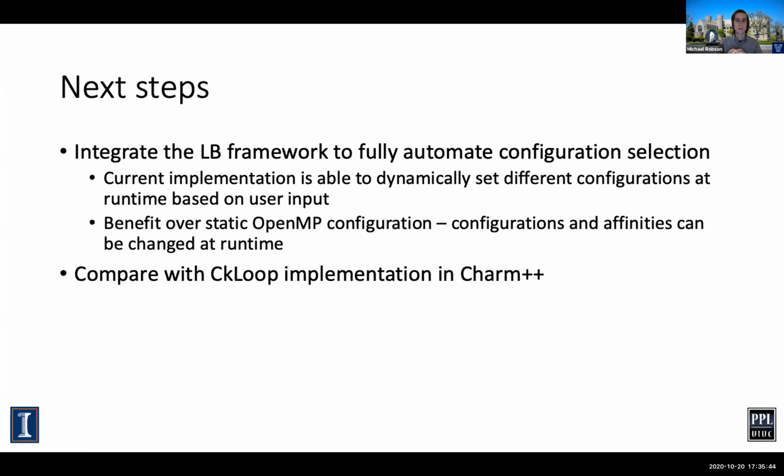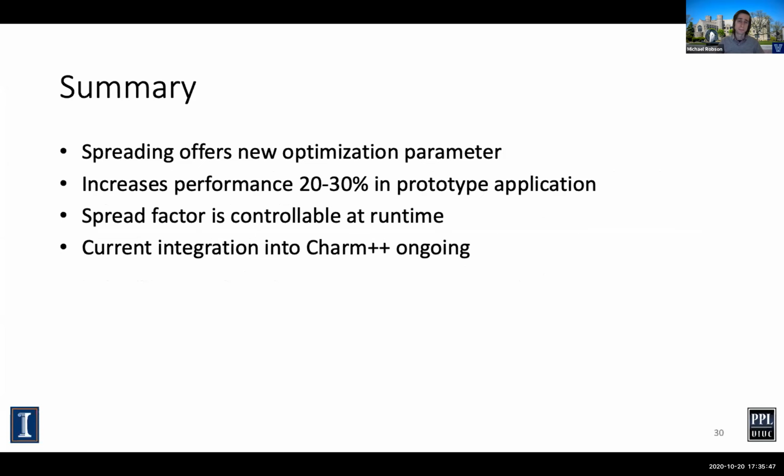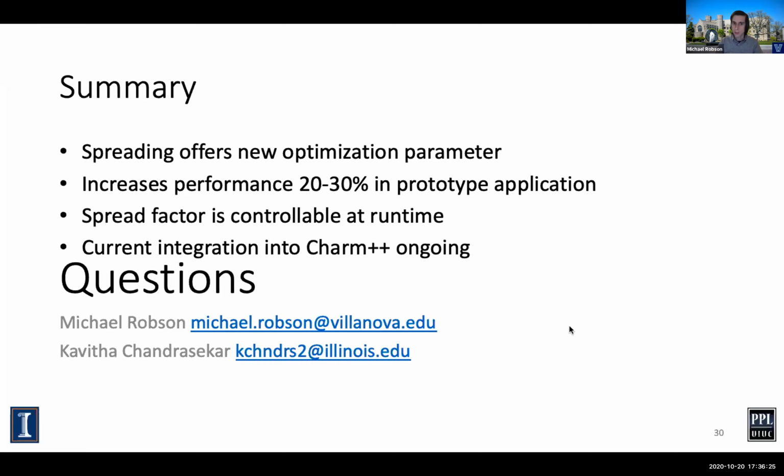So in summary, the idea of spreading, taking an object and spreading it out over more cores to inject more often, offers a new optimization parameter. And as we saw, early prototypes showed it increased performance on the order of 20 to 30%. This spread factor in Charm is now controllable at runtime. And we have ongoing efforts to integrate this more deeply into load balancing, so it's totally automated and just another thing that Charm delivers to the user without their intervention at all. All right, so I think I'm about on time here, and I will wrap up now and take questions.